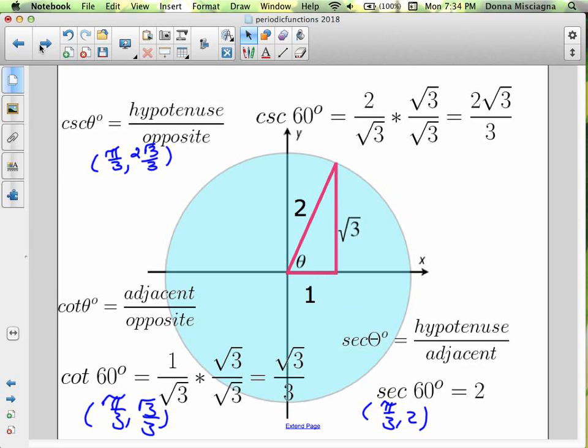Cosecant is hypotenuse over opposite, so that's going to be 2 square roots of 3 over 3, because we have to rationalize it. So pi/3, 2 square roots of 3 over 3 is a point on cosecant. Secant is hypotenuse over adjacent, so that's just going to be 2. So pi/3, 2 is a point on the secant graph. And cotangent is adjacent over opposite, 1 over square root of 3, or when we rationalize it, square root of 3 over 3. So pi/3, square root of 3 over 3 is a point on the cotangent graph.